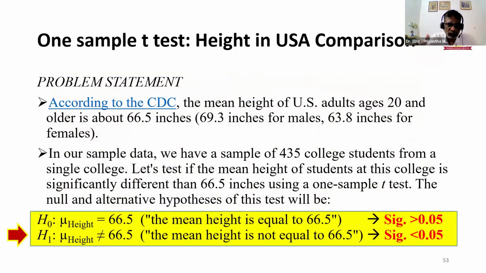So based on this, for example, this is the one sample t-test. I am not going to explain it here. Simply, I told you very clearly, you have 435 college students. Now you want to test whether their mean height is significantly different from the national height. The national height is given as 66.5. If you are doing that kind of research, you have to go for the one sample t-test.